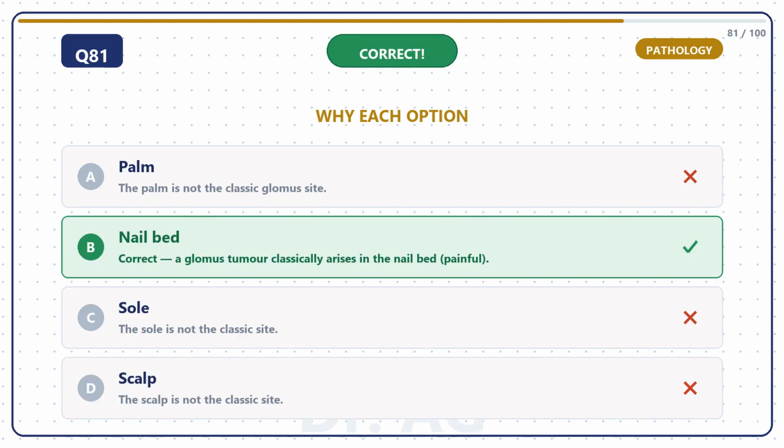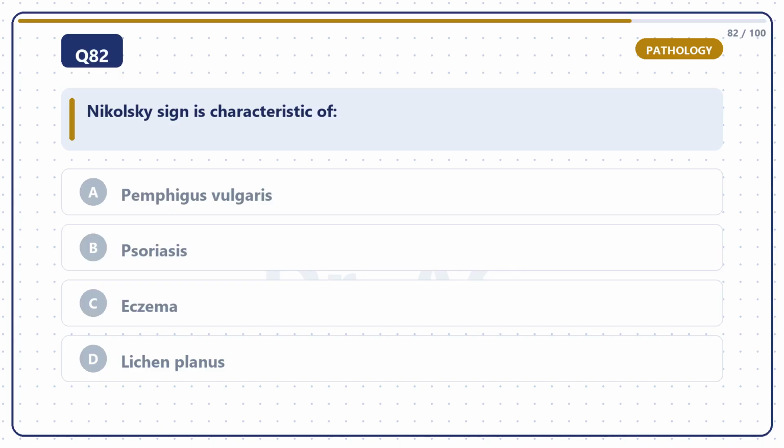Correct. A glomus tumor classically arises in the nail bed, painful. So, the right answer is option B. Nail bed. Question 82. Nikolsky sign is characteristic of option A. Pemphigus vulgaris. Option B. Psoriasis. Option C. Eczema. Option D. Lichen planus.